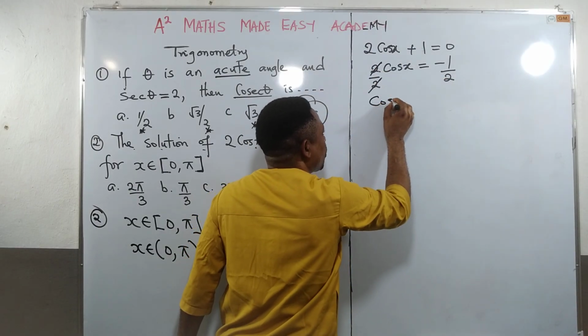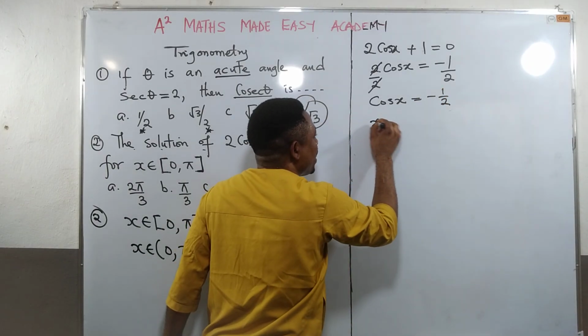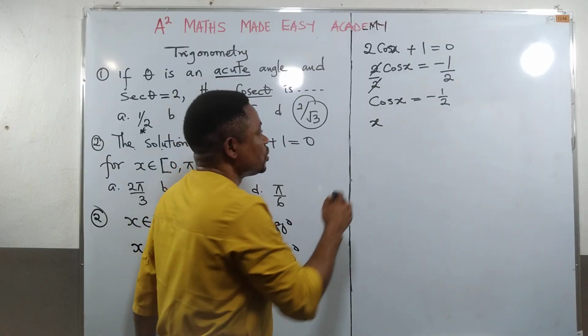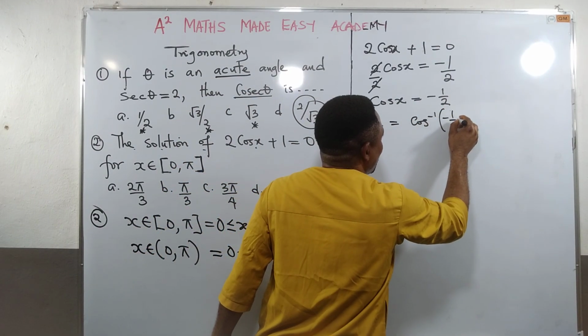So what is remaining now? Cos x is now equal to minus 1 over 2. Our target is to make x subject of the formula. So my x will now be cos inverse of minus 1 over 2.